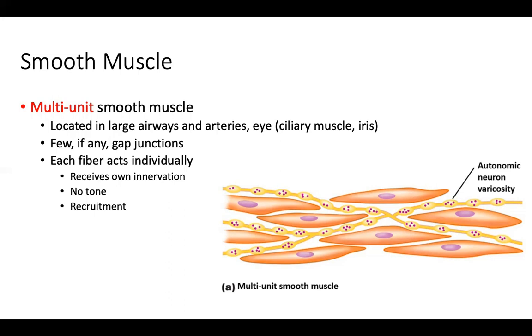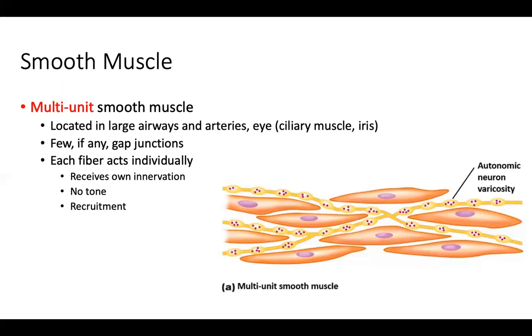And the gap junctions do not have an important function in this type of muscle because each fiber is acting independently. So each one of these smooth muscle cells is behaving autonomously, it's regulating its own contraction, it's receiving its own neural innervation, and it doesn't have tone, it doesn't have that spontaneous ability to depolarize in the absence of any external stimulus. It can, however, exhibit recruitment.